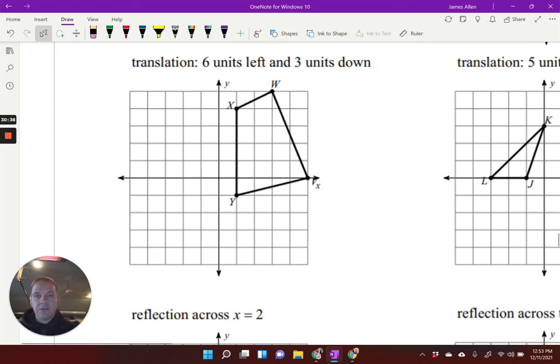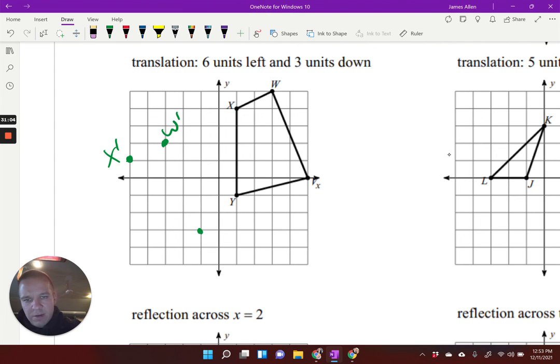All righty. 6 units to the left and 3 units down. Okay. Let's see here. All I'm doing is shifting this thing. So 6 to the left. That would put me at this spot. And then I'm starting with X. I'm going to go 3 units down. Boom. Here's X prime. For W, 6 units to the left. So that's there. And then 3 units down puts me right here. W prime. And then 6 units to the left here and 3 units down would be right here for X prime.